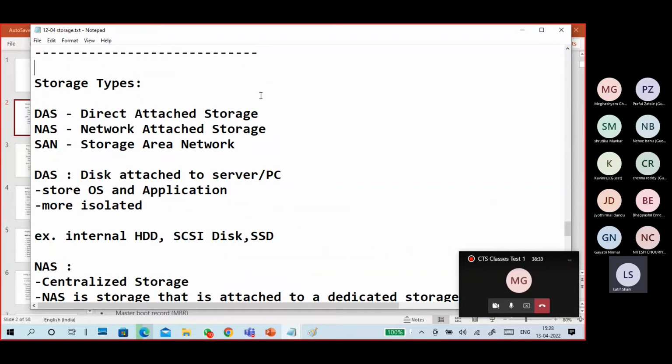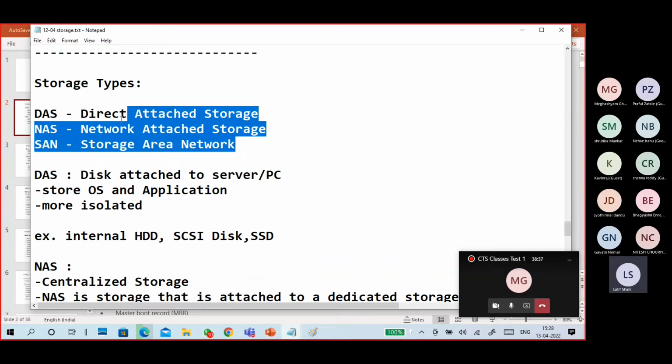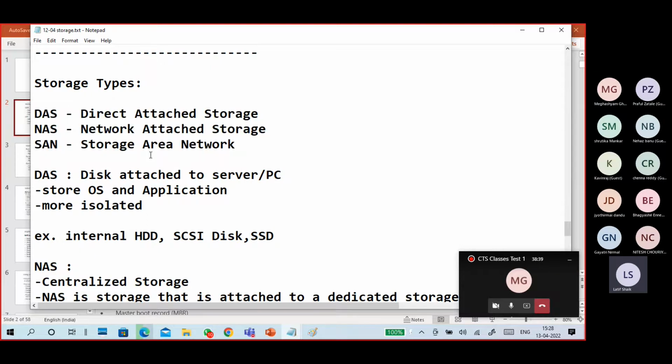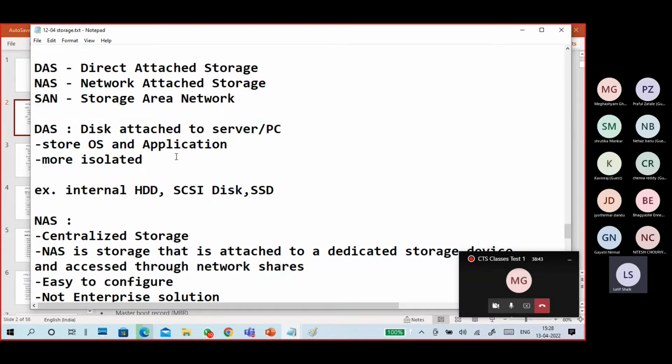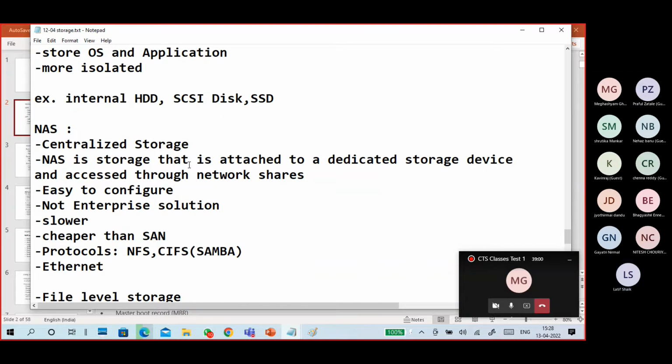DAS, SAN, NAS: directly attached storage, network attached storage, storage area network. DAS is like an internal hard disk type only. It is attached to your system directly. That is direct attached storage. Your SCSI disks, SSDs, internal SSDs, all come under DAS only. DAS is usually used to store the operating system and applications. It is not centralized or enterprise.